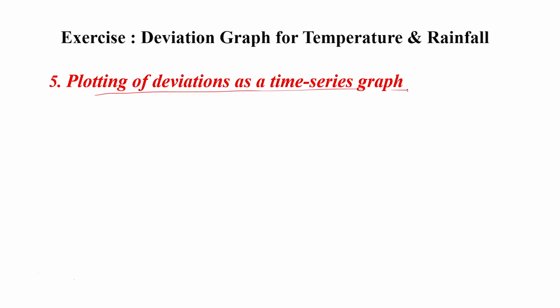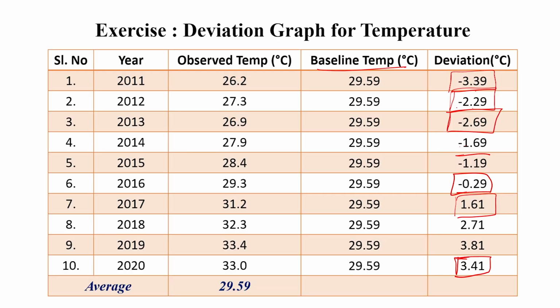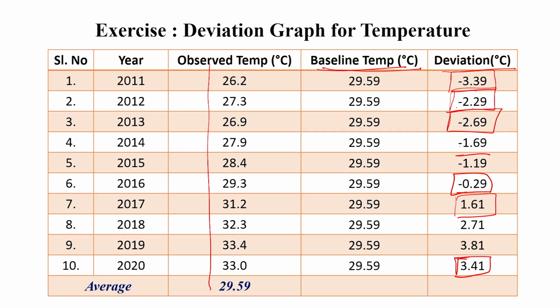We have found all the variables: we have the observed temperature from the data set, the baseline temperature, and the deviation as well. So we have all the data now to plot the deviation graph. Whatever deviation we are getting, we have to plot it in a graph.